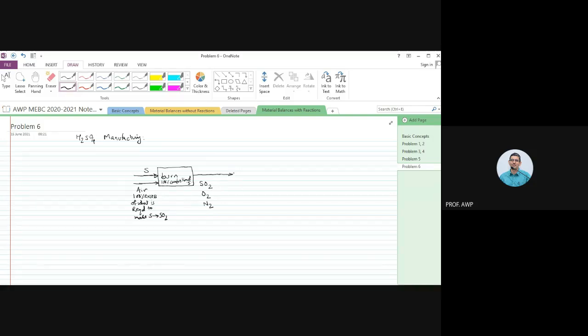Now, what does the contact process involve? We have to convert this SO2 into SO3. So there is a catalytic reaction. Vanadium pentoxide is the catalyst.